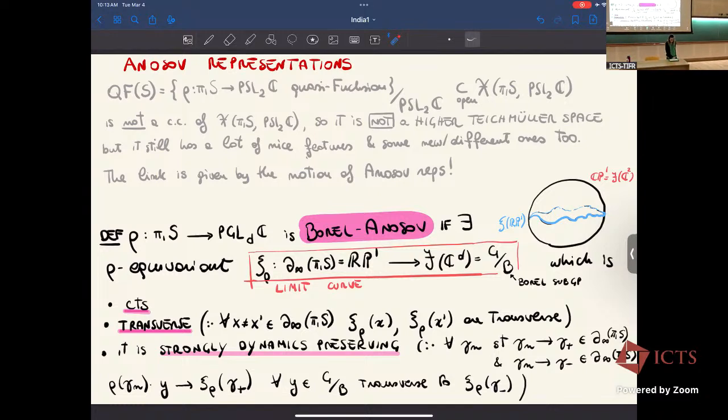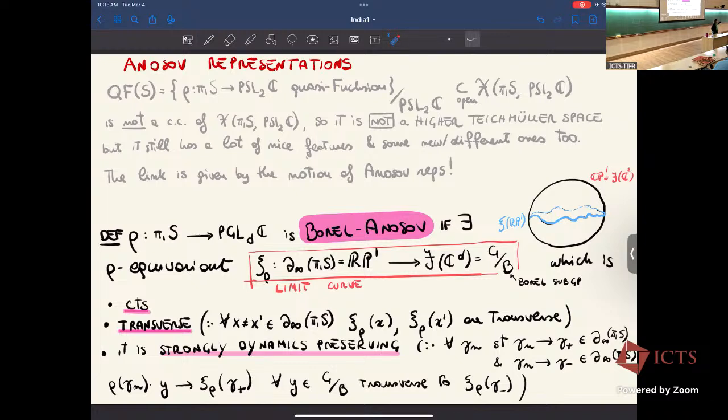One way to define Anosov representation is with the existence of a limit curve, like in the quasi-Fuchsian setting, where we had our limit curve. Also here we have a limit curve that I'll denote Xi from the boundary of the group. The boundary of the fundamental group of S is RP1, into the full flag of C^d that we can write as this quotient G mod this Borel group.